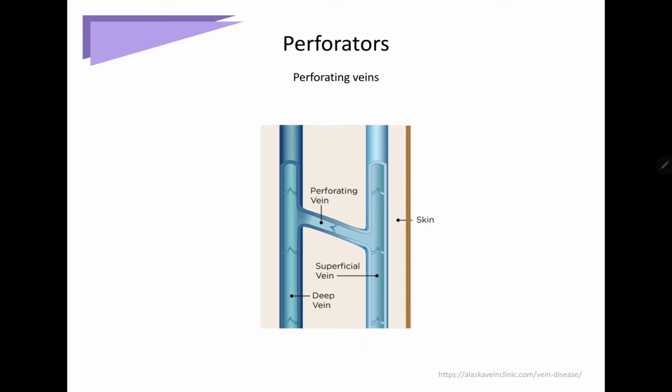So another set of veins is the perforating veins. What these do is connect the superficial vein to the deep vein. So the blood is always shunted in a unidirectional way from the superficial to the deep set.